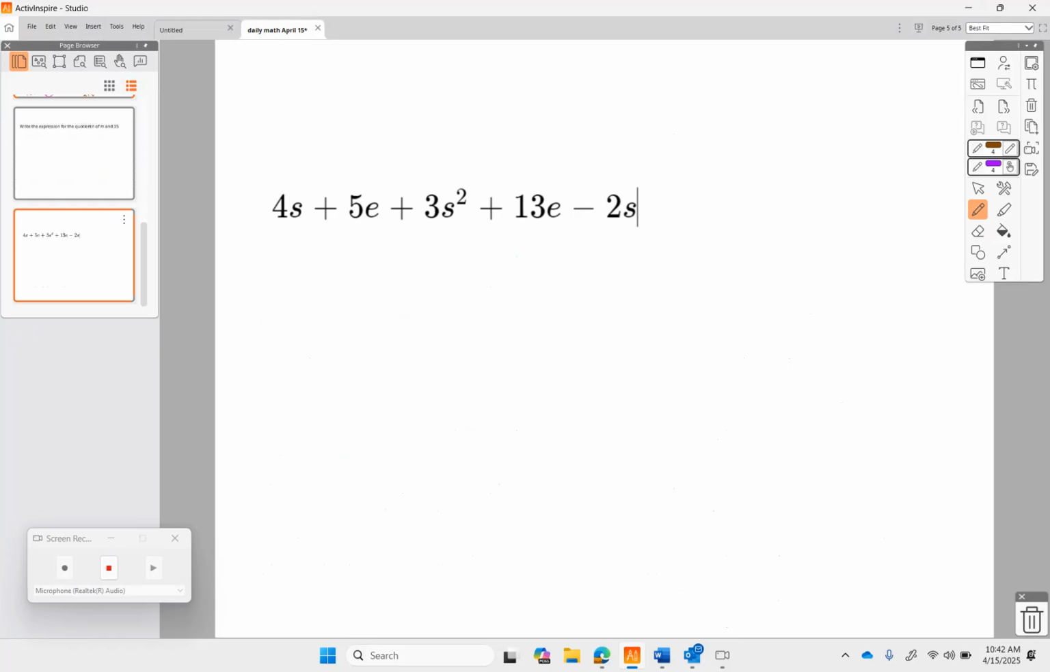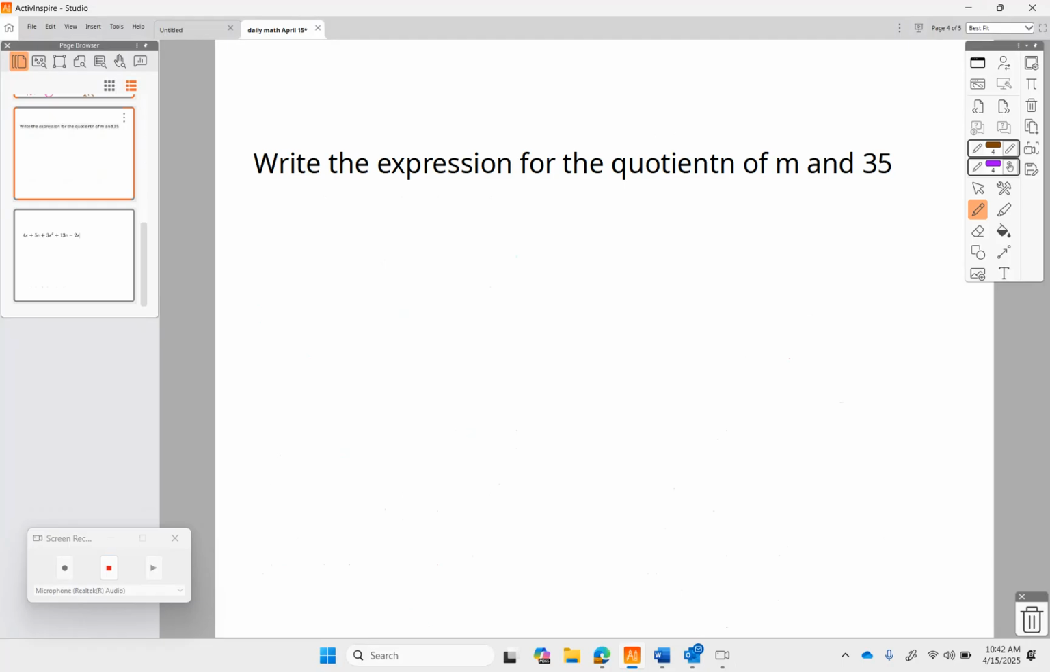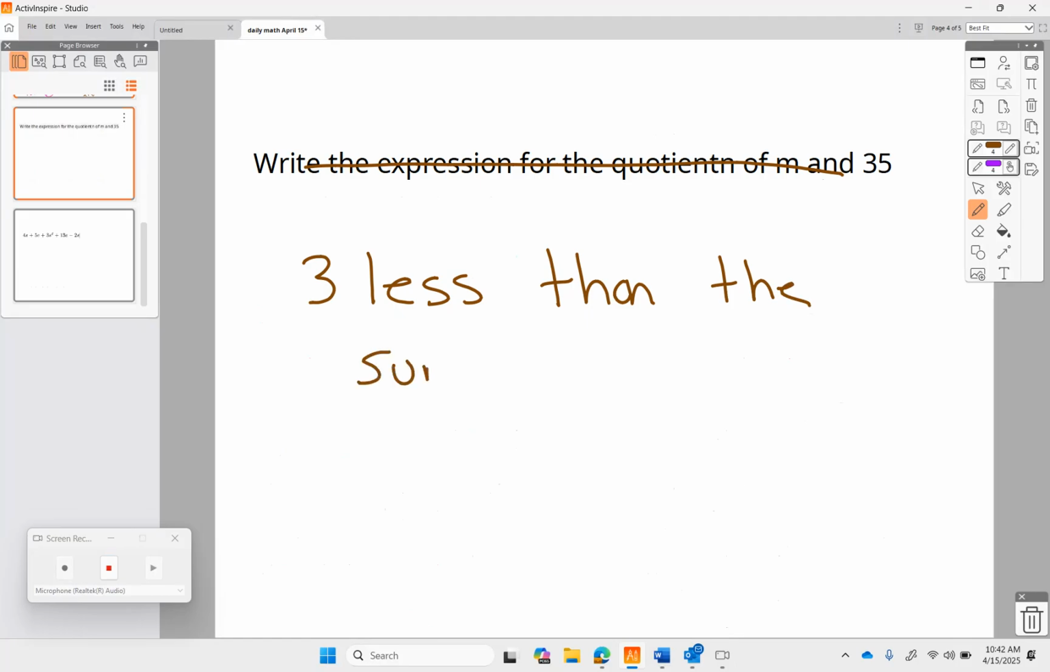Okay, oh, there it is. Okay, so let me go here. This is what I missed. It was: write an expression for 3 less than the sum of x and 5. So, 3 less than the sum of x and 5.